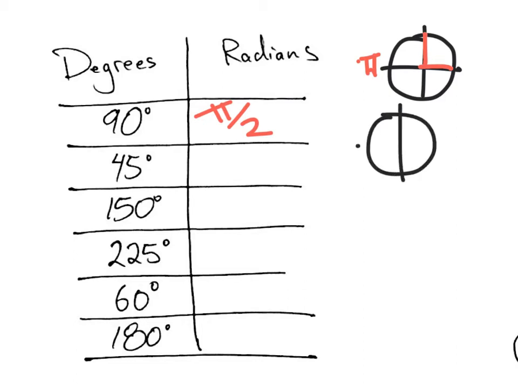45 degrees, that was right here. So that's 1/4 of a pi. So we'd say pi over 4.